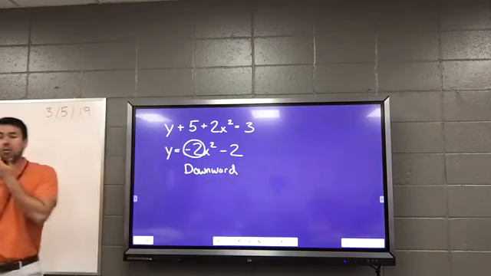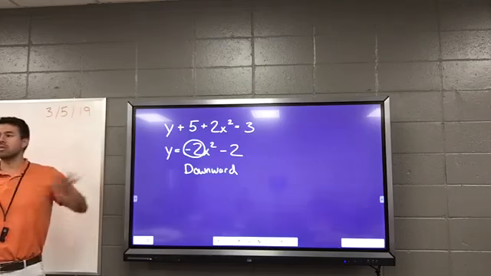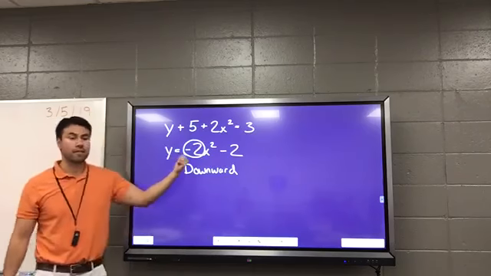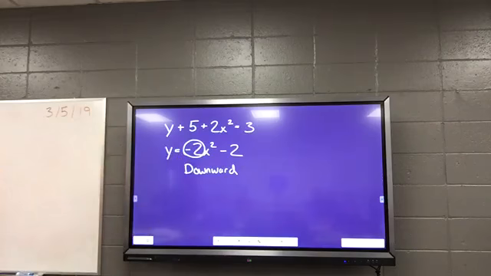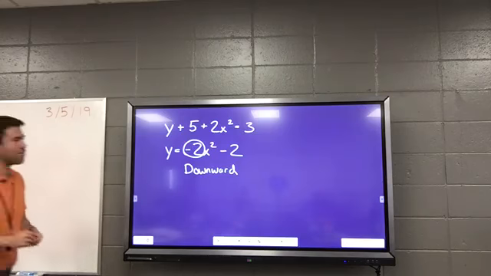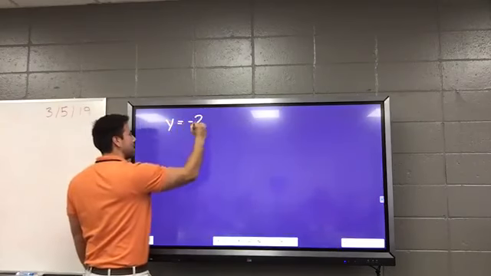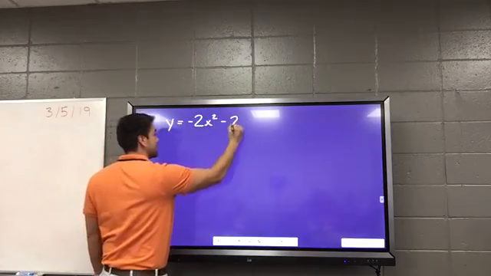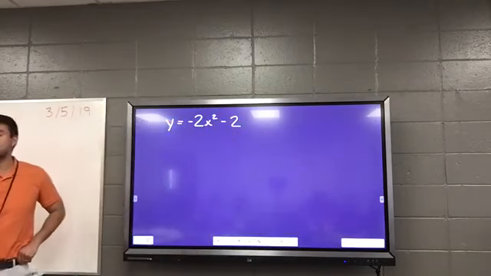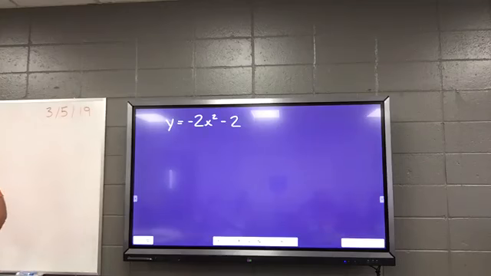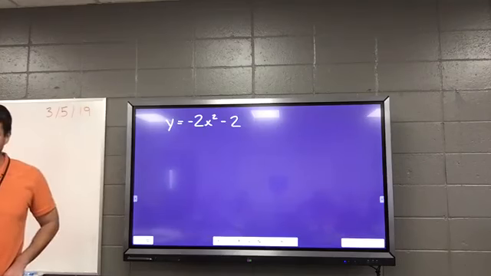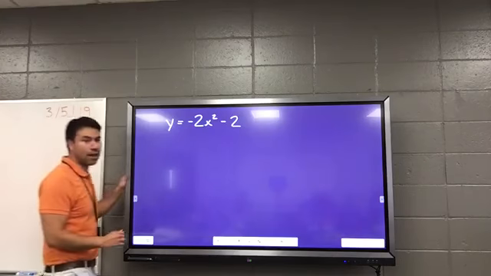I want you guys to tell me all 6 parts from the last problem on this problem right here. But you don't have a graph. Make a graph. It's time to make a graph on this one. We'll do this one together: y equals negative 2x squared minus 2. So this is moving into 10-2, because I think 10-1 you guys pretty much get.